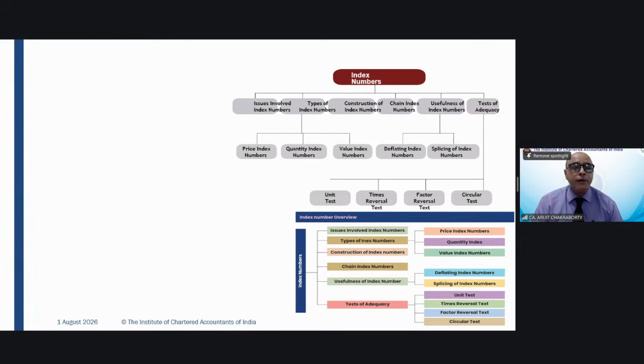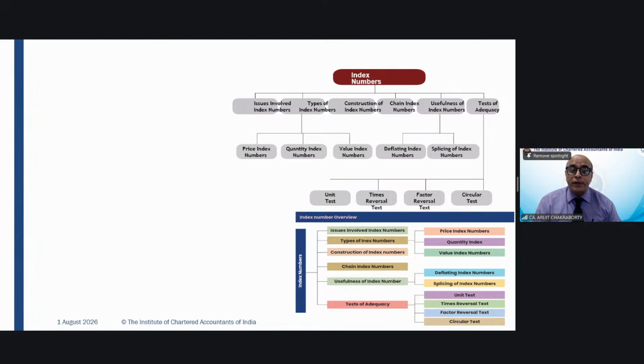That we will understand. And sir mentioned about the tests of adequacy, which is the property of index numbers. So this is very important, and there are 4 important tests. So we have the unit test, and then we have the TRT, as we call it, the time reversal test, then FRT, that is the factor reversal test, and the circular test.